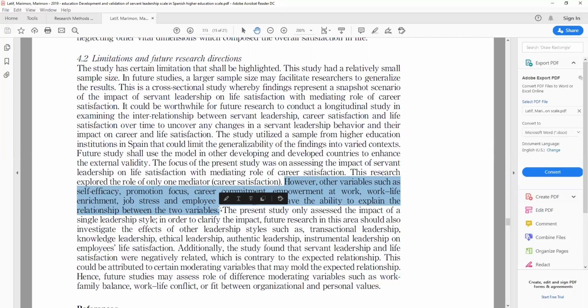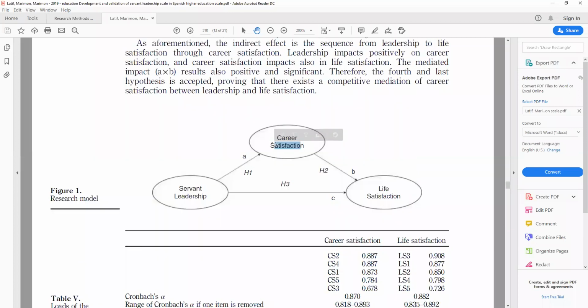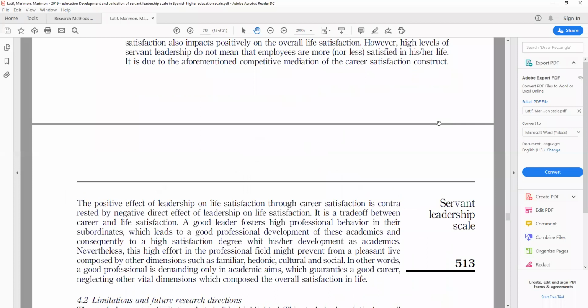So what you can do is build onto this model, remove career satisfaction as mediator in the model, and add these variables. For instance, in this model now, if you see on your screen, instead of career satisfaction, I can add career commitment, I can add self-efficacy, I can add promotion focus. So these are the variables that can be added onto this study.